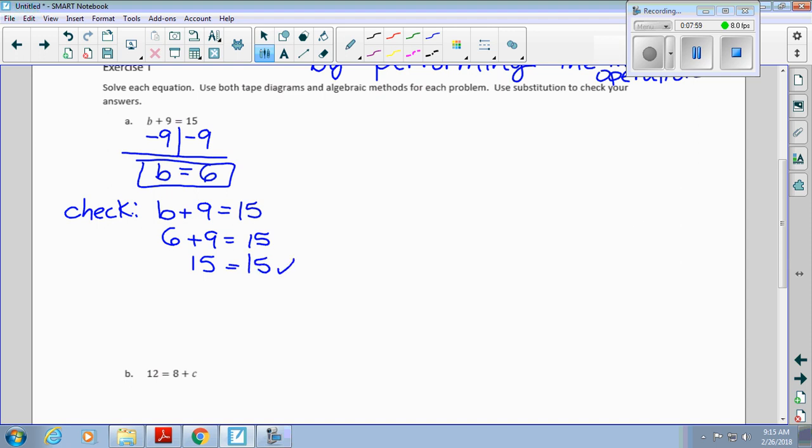Okay? So this is the point where, let's say you accidentally added 9 to each side and you got 24, and then you went in to plug that in, you said 24 plus 9 equals 15, and your brain would go, that doesn't sound right. I messed up, and you go back and then fix it. Okay? So let's do the next one.